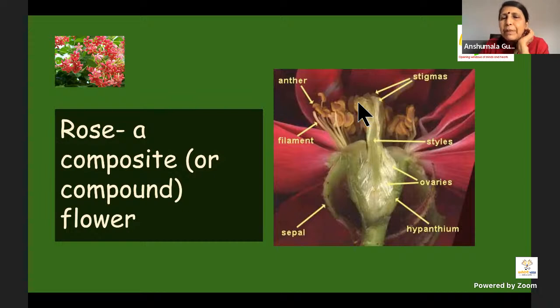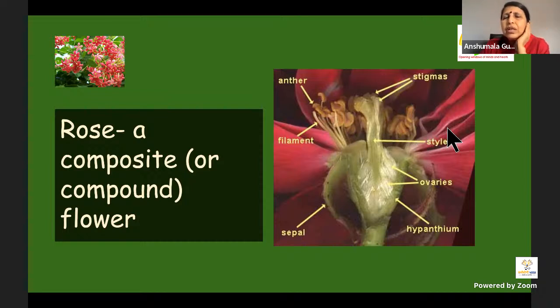There are stigmas, the female tips. Together, the tubes are joined up together. So stigmas, styles, and ovaries. So many small ovaries joining up to make a big one where seeds are developing. And then there are males crowded around.